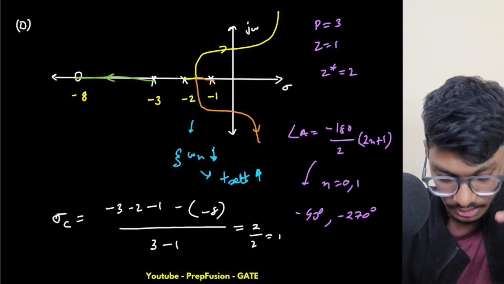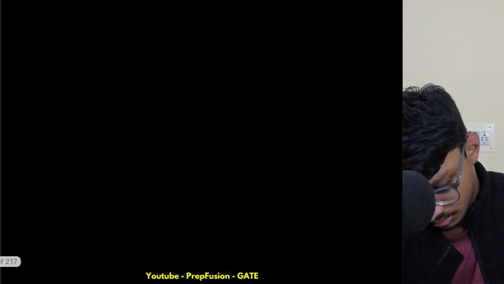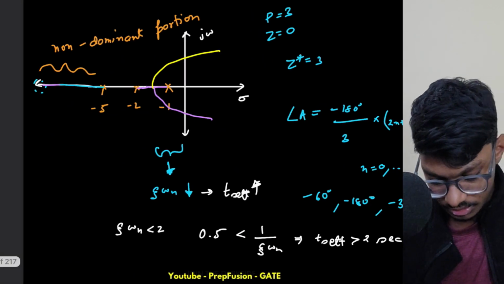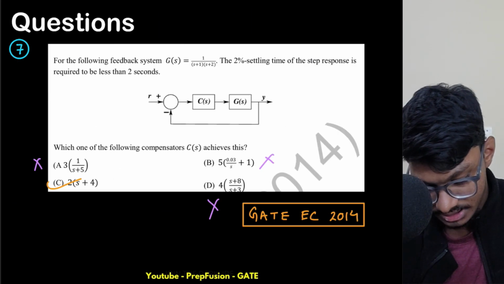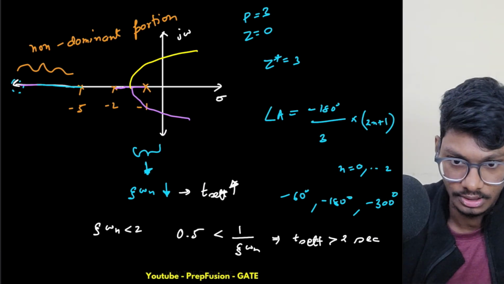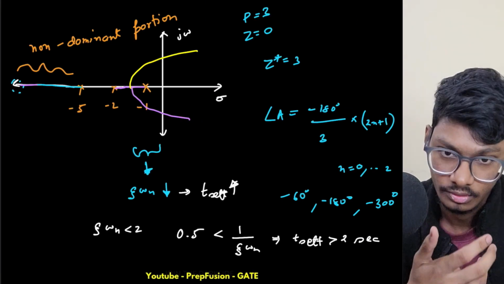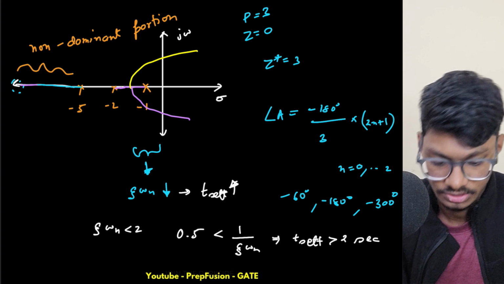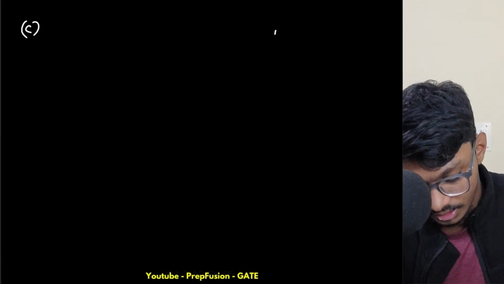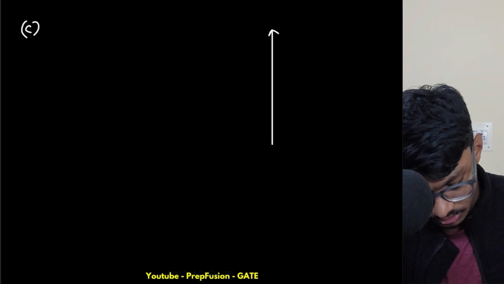Now, coming to the C option. So the C option, what it does is it adds a 0 over here. It adds a 0. So we can obviously do it with normal calculation, or without calculation also we can do, but we can do it with root locus also, or simple Routh Hurwitz also we can do. So let's do it with both methods. We have been doing it with the root locus, so let's again take help of root locus.